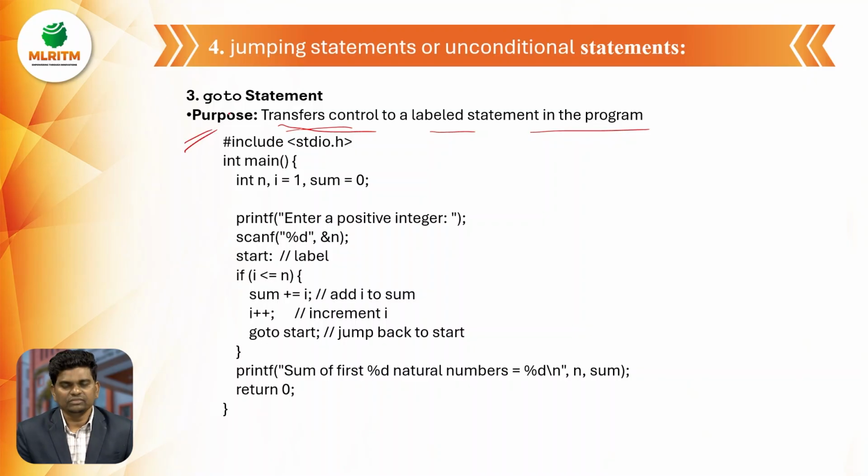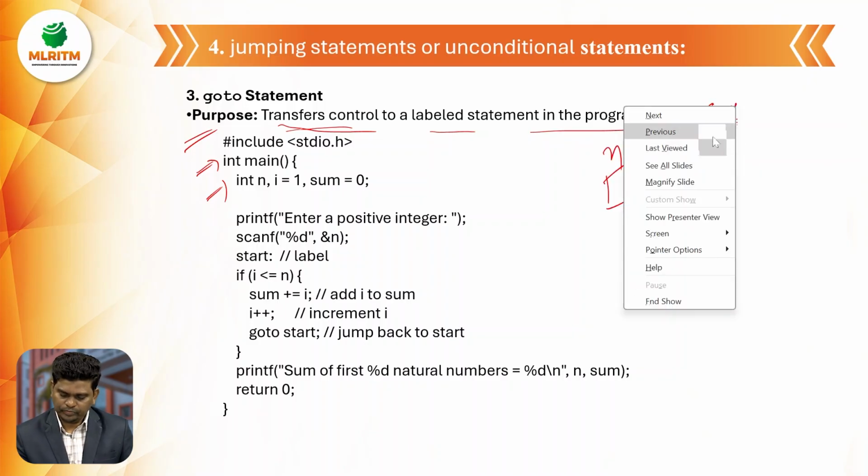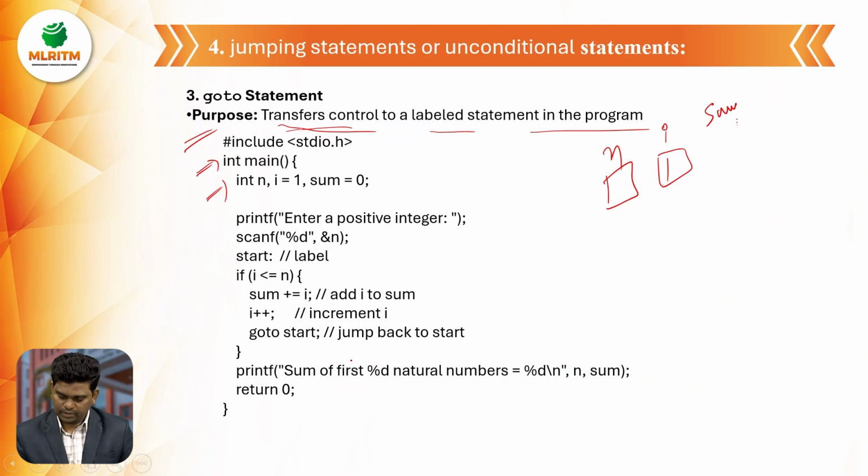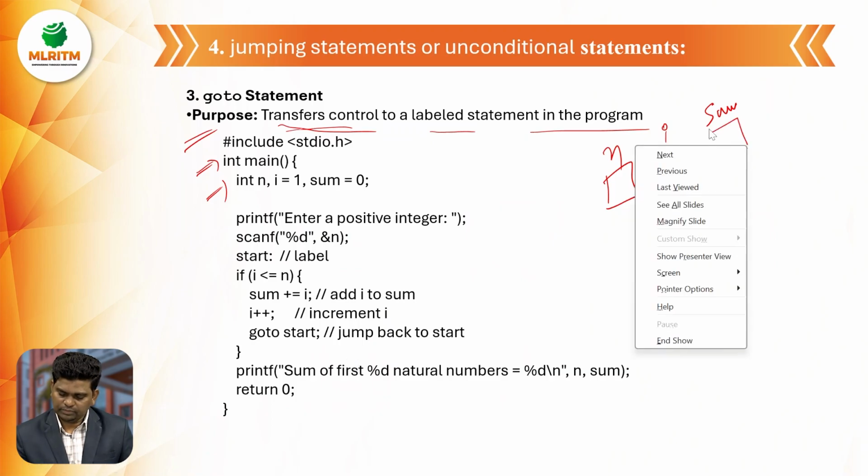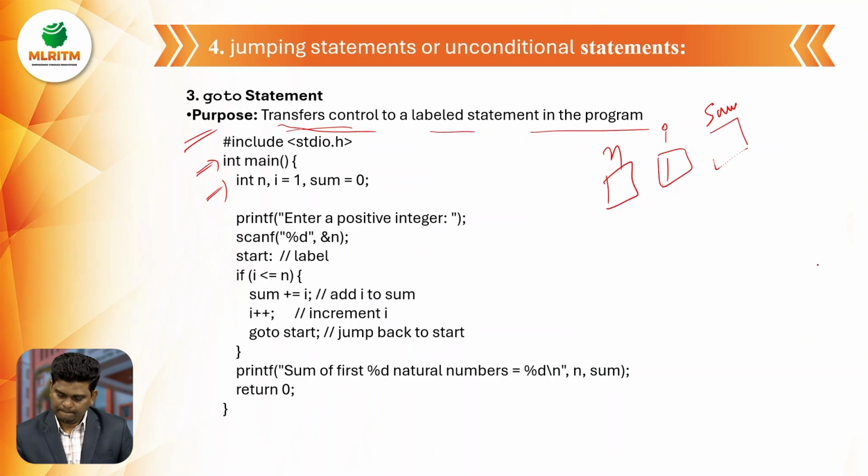As usual, we can start with the header file. Then you can start with the main function. Then when the compiler reaches the declaration part, it allocates memory. Initially n is nothing. Then i value is 1. Then sum is 0.